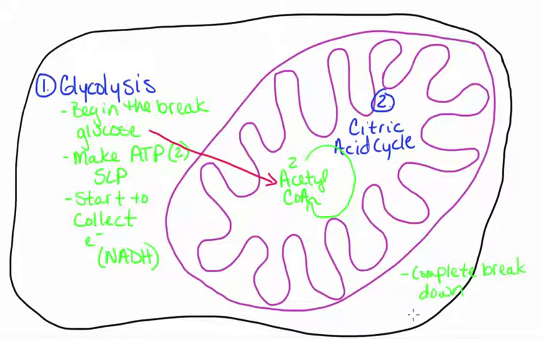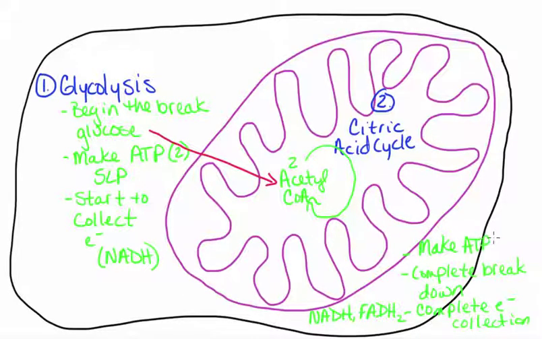And by complete the breakdown, really what we're saying here is that it's going to complete collecting the electrons. So complete electron collection. As it completes that electron collection, it is going to make even more NADH and also some FADH2, which is a very similar molecule. And those, again, are going to temporarily hang on to those valuable electrons from the organic carbon. Lastly, the citric acid cycle is going to make a little bit of ATP. There will be 2 of these, and they will also be made by that substrate level phosphorylation process.